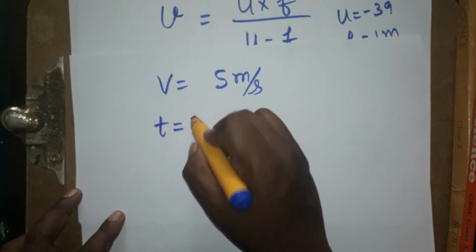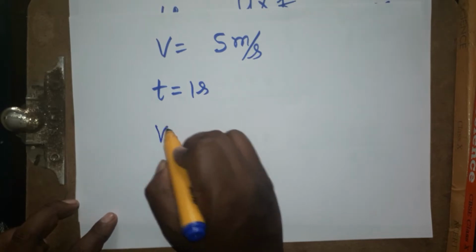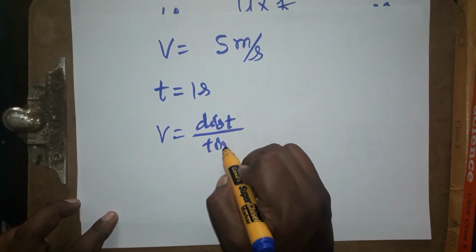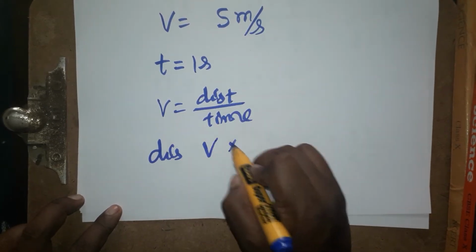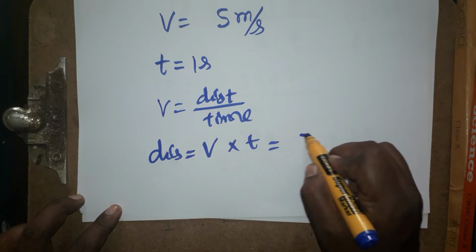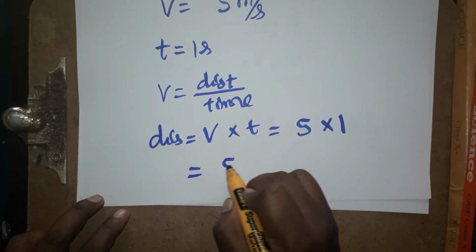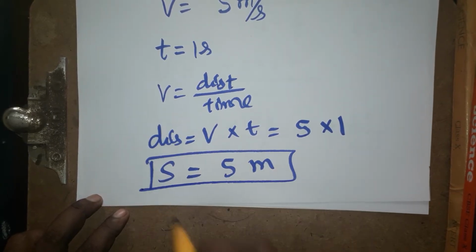For time is 1 second, how much distance will there be? So v is equal to distance by time. If you want distance, distance is equal to velocity into time. So velocity is how much? 5. Time is how much? 1. So we'll have 5 meter. The displacement will be 5 meter for 1 second.